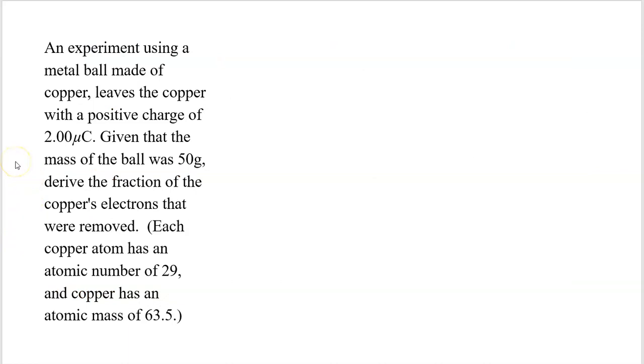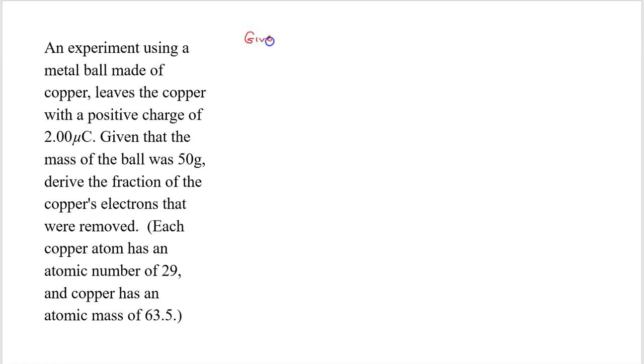And this example is an experiment using a metal ball made of copper. And in that experiment, it leaves the copper with a positive charge of 2 microcoulombs. Given the mass of the ball was 50 grams, we want to derive a fraction of the copper's electrons that were removed. And then we're additionally given information about that, which is really the theory, that a copper atom has an atomic number of 29 and copper has an atomic mass of 63.5.